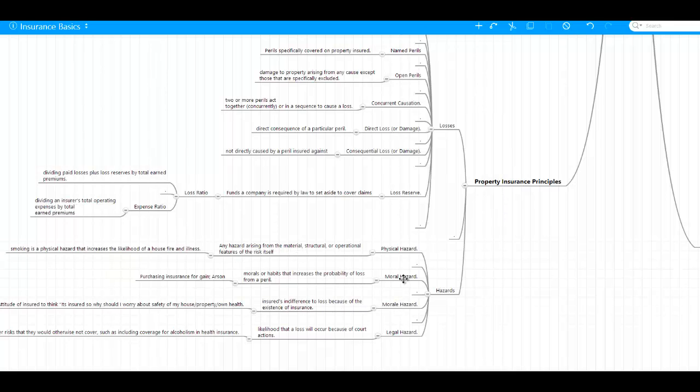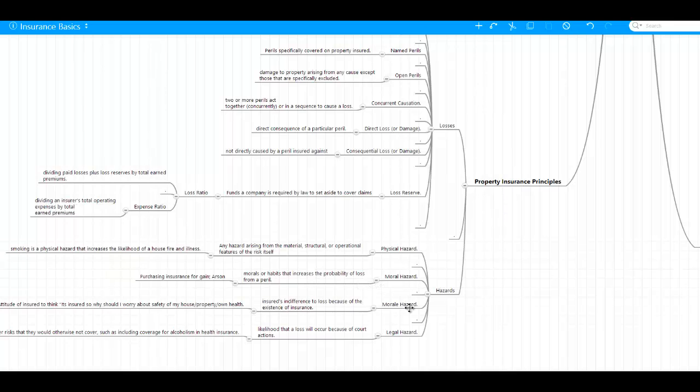Moral hazard is a type of habit that increases the probability of loss. For example, if you purchase insurance for gain, that is, let's say your ulterior motive is dishonesty and you're going to try to make money from burning down or arson, that would be a moral hazard. You can think of it as like a criminal intent for gain.